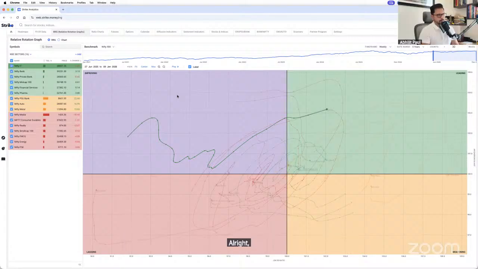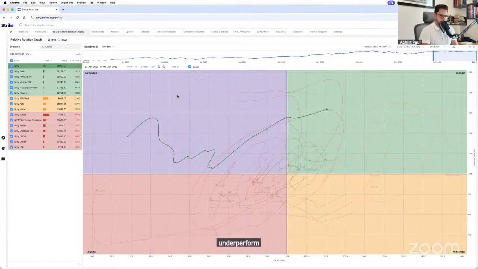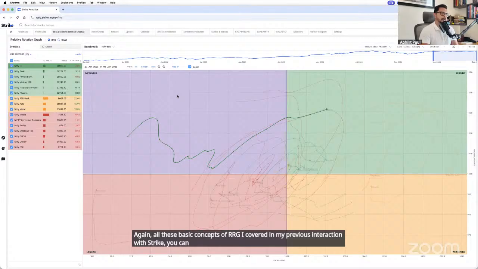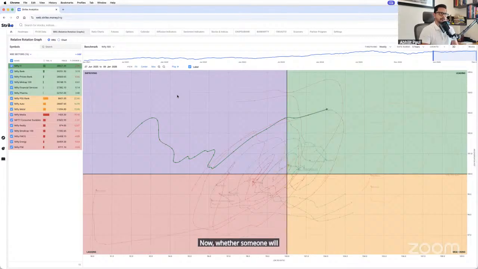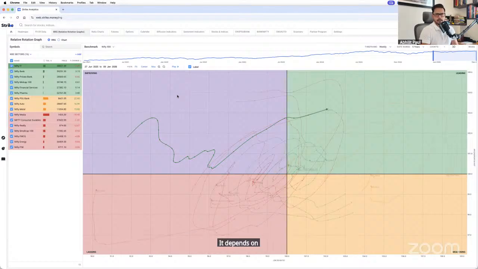All right. So I always suggest to use the weekly for this, for the understanding of relative strength and sectoral dominance, underperformance, sectoral rotation. I have personally used it on the weekly for many years. I started RRG back in 2009 on the Bloomberg. Again, all these basic concepts of RRG I covered in my previous interaction with Strike. You can check that. Now, whether someone will use monthly, weekly, daily, 20 days, weekly 12 weeks, etc., it depends on what outcome you want.